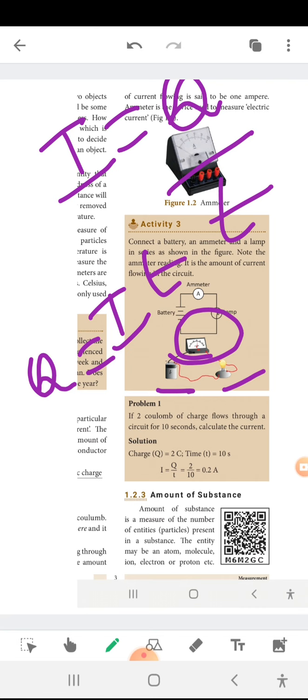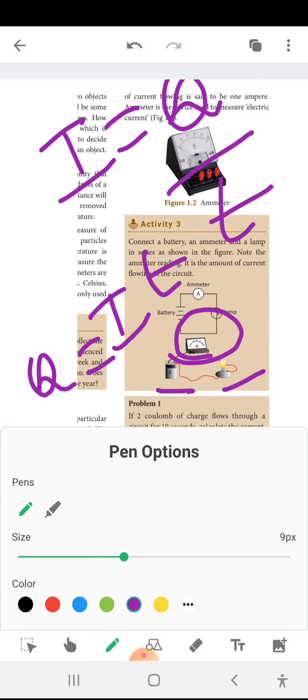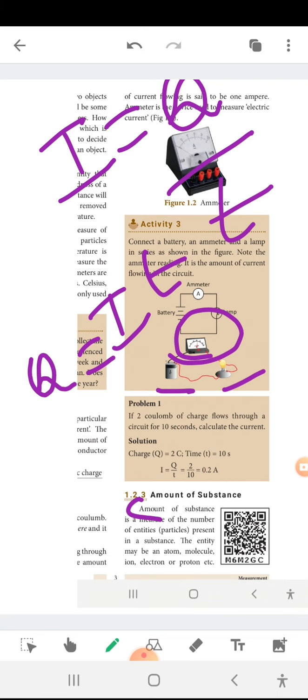Amount of substance is a measure of the number of entities, that is, the particles present in the substance. Amount of substance is the measure of the number of particles present in a substance. ஒரு சப்ஸ்டன்ஸில் எவ்வளோ பார்ட்டிகல்ஸ் இருக்கோ அதை மெஷர் பண்ணுறது தான் வந்து amount of substance. Amount of substance is measured in a mole. Okay, we'll see the next page.